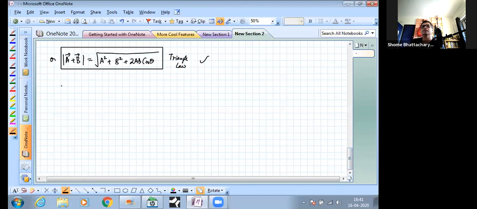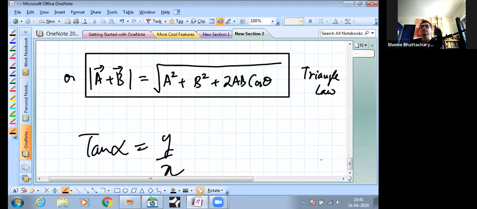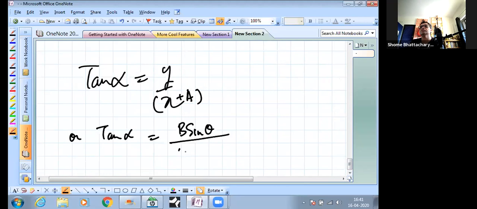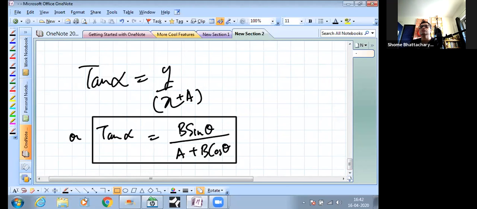Okay, so we can write this as another formula: tan alpha, sorry, the base is a plus x. So tan alpha is equal to y, which is b sine theta, upon a plus x, which is a plus b cos theta. So this is the second part of the triangle law statement, because it gives us the second piece of information. So this is also the triangle law.